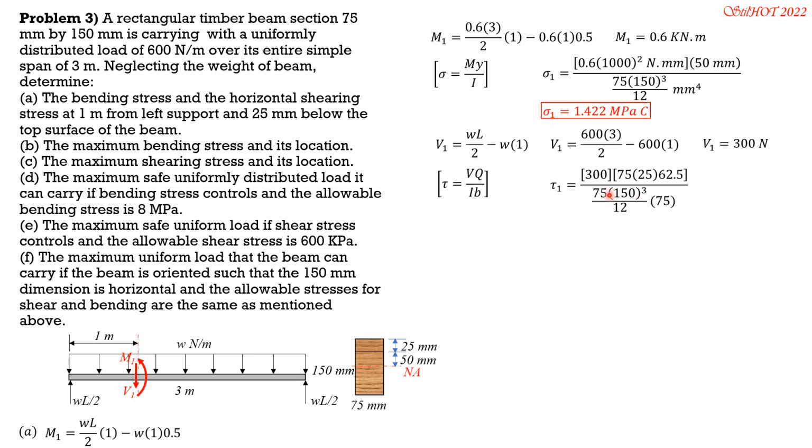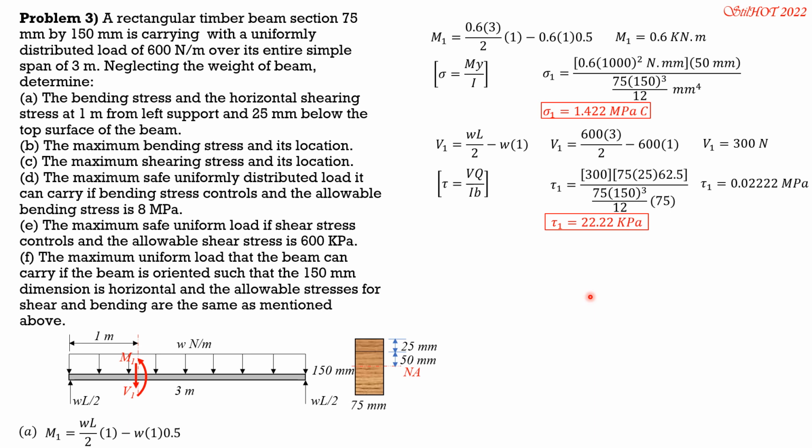Moment of inertia of the section is 75 h cubed over 12. Then b is also 75, the length of that line. So solving for shear stress at section 1, 0.0222 megapascals. Everything, the units are newton and mm, so therefore the result would be in megapascals. So let's convert that to kilopascals by multiplying by 1000. So shear stress at section 1 is 22.22 kilopascals.